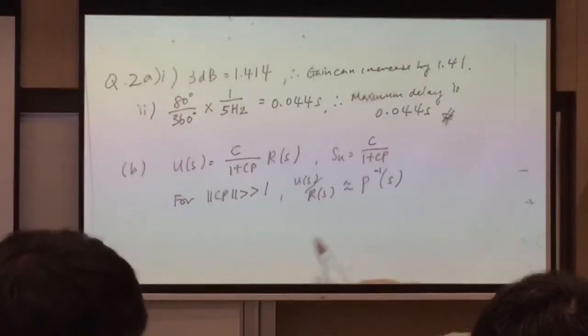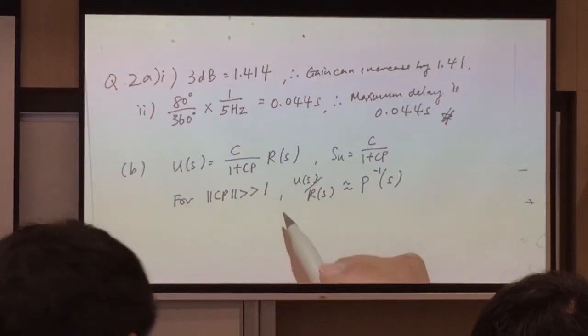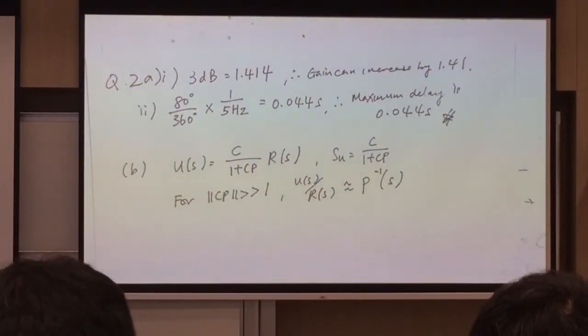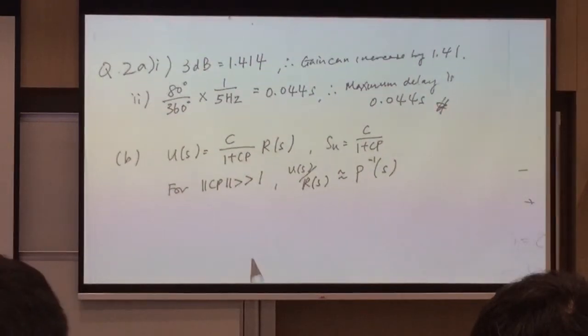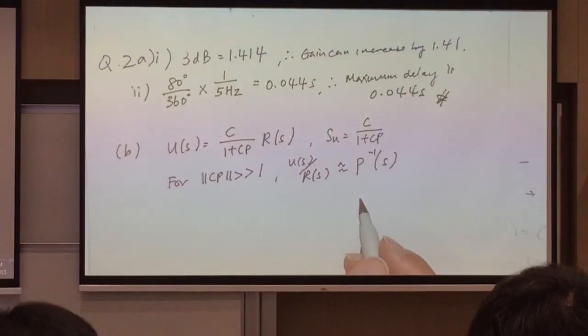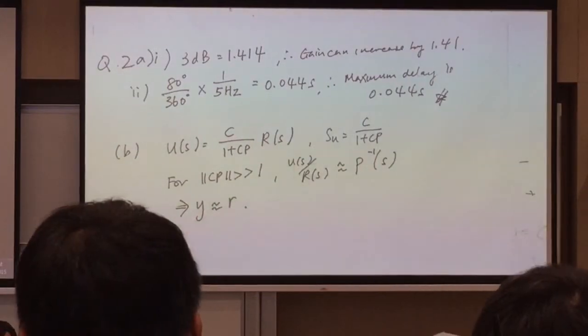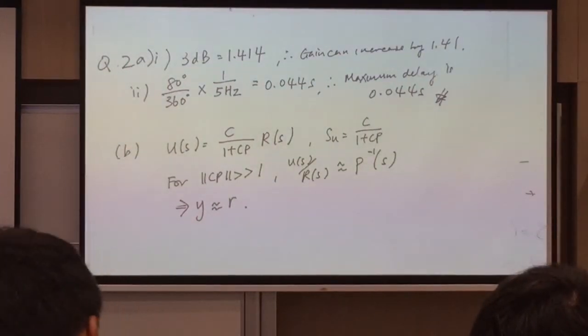Because when Cp is bigger than 1, this is approximately P inverse. We have gone into the lecture notes, we have explained this before. And thereby Y is approximately 1. So this is the answer.